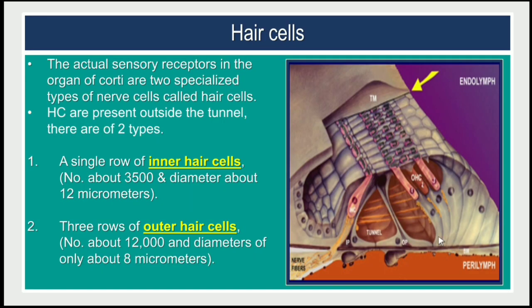So in this slide also you are seeing a diagram containing the tunnel of Corti having pillar cells. These are supporting cells. Now on the outer side 3 rows of hair cells called outer hair cells. So the entire length of the cochlea contains these 3 rows of outer hair cells. And towards the modiolus side this is the inner hair cell, a single row of inner hair cells.